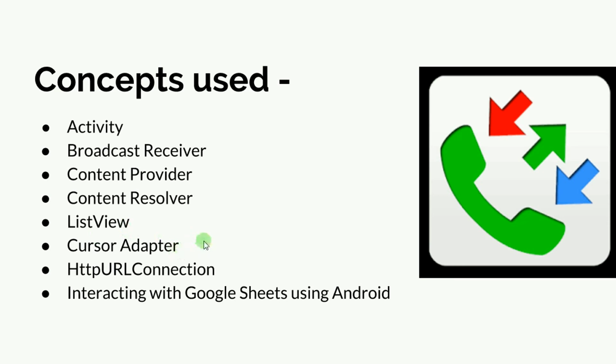Then the cursor adapter, basically this adapter forms a bridge between this list view and the content that we receive from a content provider and resolver. We will also be using the HttpURLConnection class to connect with the Google Sheet and send data to that Google Sheet. We will also be interacting with Google Sheets using Android, and for that we will have to find out how exactly we can do that, and then we will touch very briefly on the HTML part of it, which we will require to establish this connection.